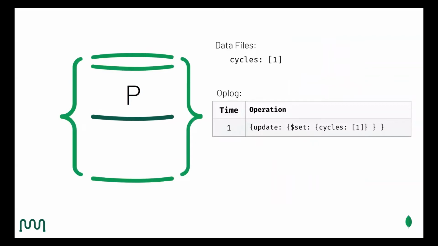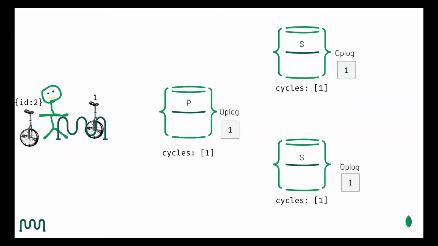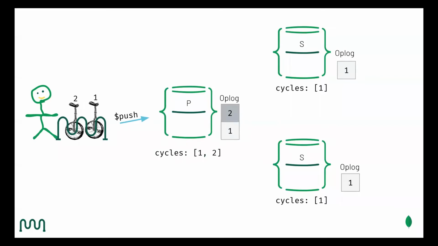Zooming in on the primary, we see that at time 1, there is an app log entry for setting the cycles array to include unicycle 1. Sam now arrives at the rack with a unicycle they previously checked out, unicycle 2. Sam checks in unicycle 2, and the app sends a $push update as part of the check-in function to the primary. This pushes unicycle 2 onto the rack's cycles array. This also writes an app log entry with time 2 into the app log for the push operation.